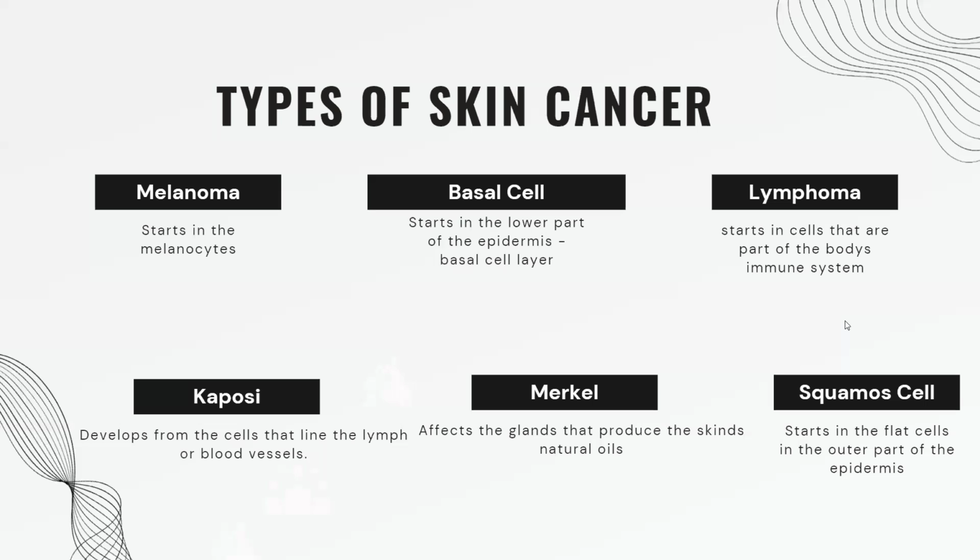Kaposi sarcoma usually appears as tumors on the skin or mucosal surfaces. There are 4 types: epidemic Kaposi sarcoma, classic Kaposi sarcoma, endemic Kaposi sarcoma, and iatrogenic Kaposi sarcoma. Merkel cell carcinoma is less common, but one of the most dangerous. It starts in other parts of the skin, like inside the nose or esophagus. It's very common to spread to other parts of the body and can be very hard to treat if it spreads. It starts in other parts of the skin, like inside the mouth or in the esophagus.